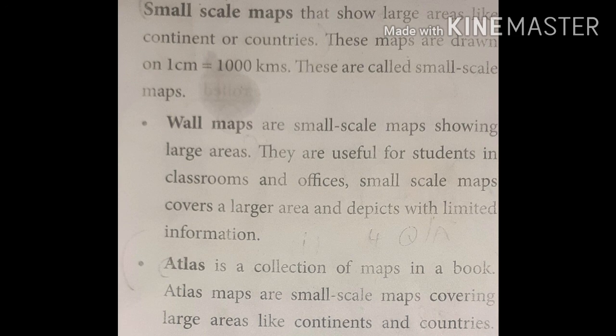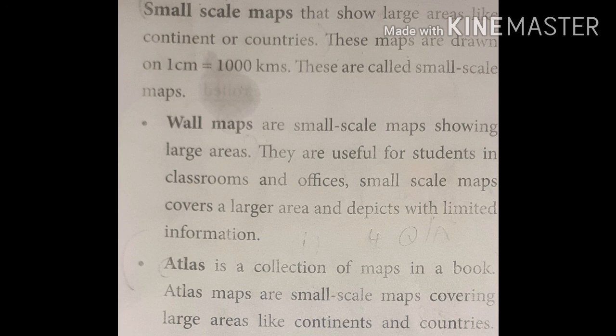Wall maps. Wall maps are small scale maps showing large areas. They are useful for students in classrooms and offices to depict limited information. For example, if you take a map of India, it will show the student the clear borders and the physical and geographical features of various states, and it is also easy for students to visualize.